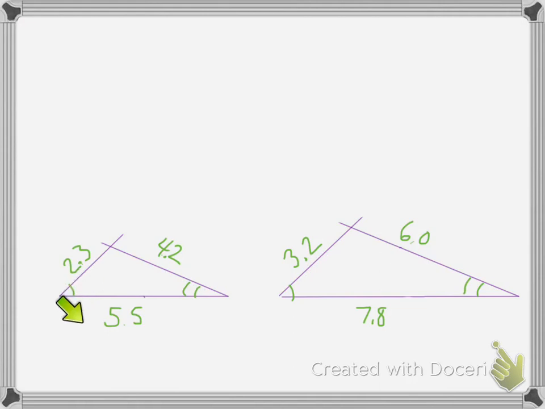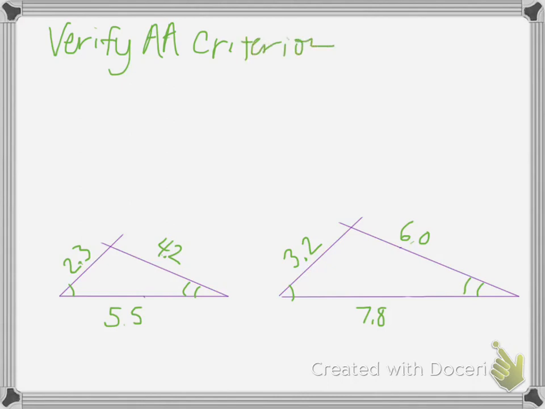And so then I went and measured each of the sides. And I measured as closely as I could to the nearest 1/10 of a centimeter. So I have 2.3 over 3.2 as corresponding sides, 4.2 and 6.0. And then the 5.5 and 7.8 are also corresponding sides. So what we want to do is verify the AA criterion. So if I have two triangles which have two equal angles, I can know that they're similar. Okay, so if I can show that these side lengths are in proportion, I will have shown the angle criterion.